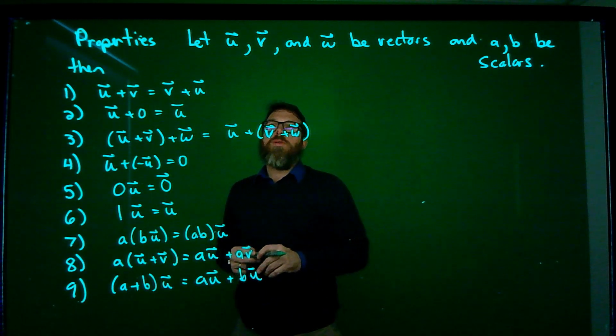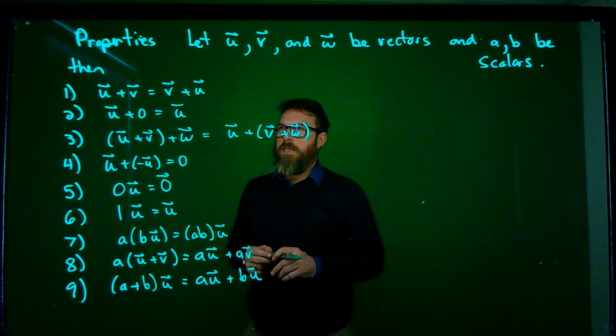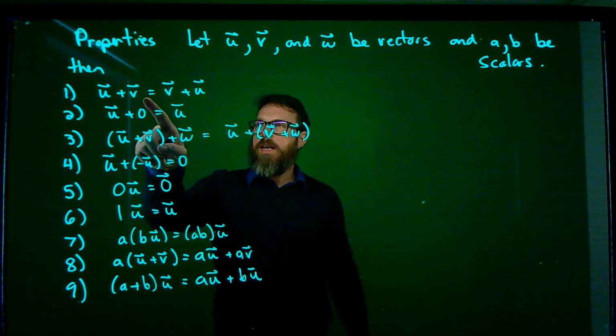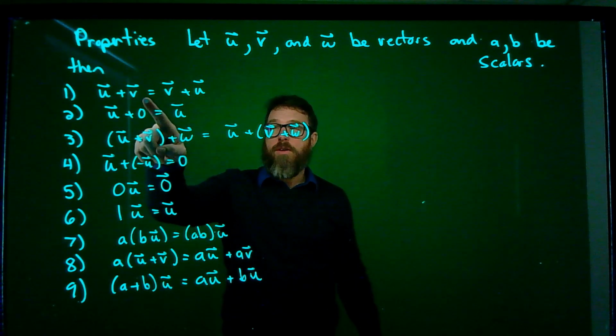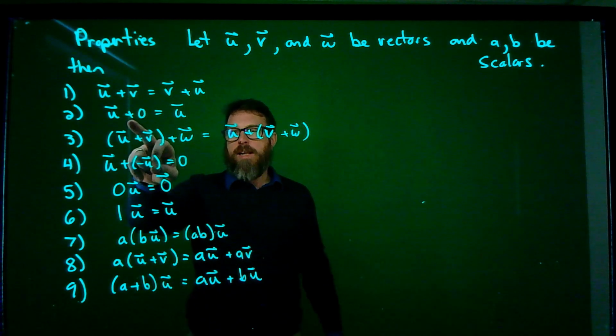So here are the properties of u, v, and w being vectors, and a and b being scalars. The first one says that addition is commutative. u plus v is equal to v plus u. This also says that it has an additive identity.